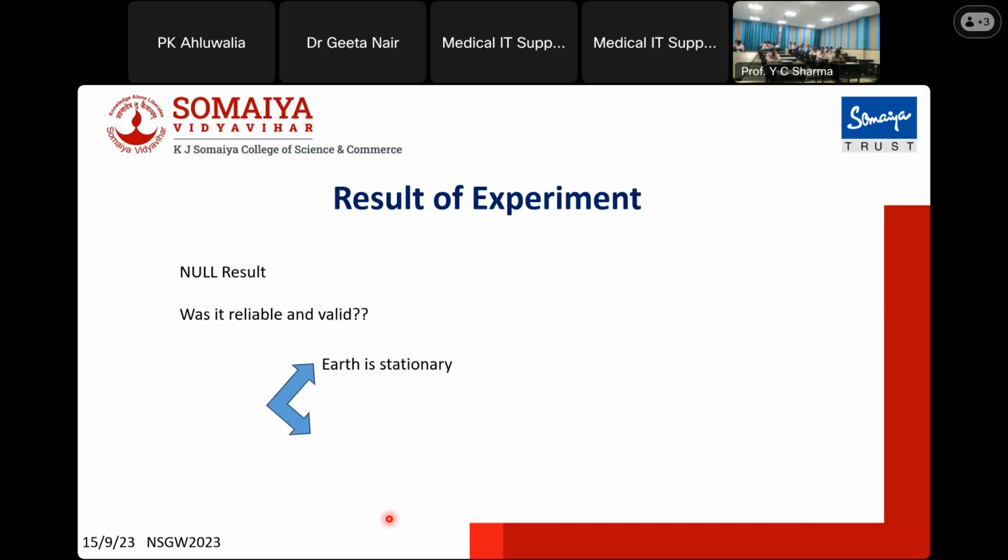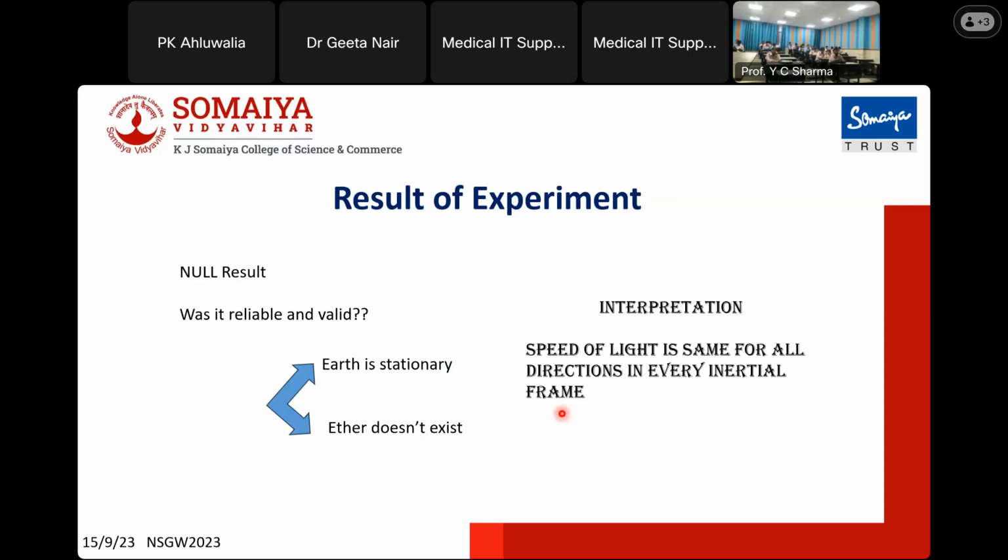Yes. So as I told, the conclusion can be either that the earth is stationary and not moving through ether at all, or that the ether doesn't exist. But we all know that earth is moving through space. So the only conclusion which people could gather at that time was that, at least for now, ether doesn't exist, or there is no experiment which helps in proving that there is something called ether. The interpretation made at that time was that the speed of light is the same in all directions in every inertial frame. The null result was a blow to the ether hypothesis.